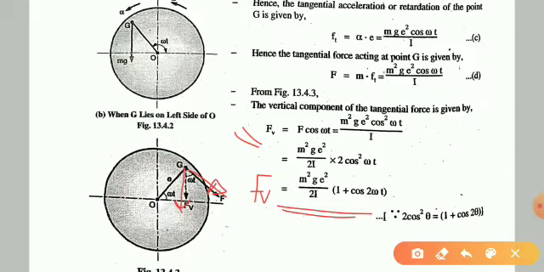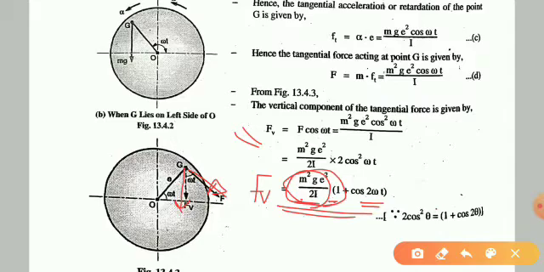This equation gives the force acting at point G in the vertically downward direction. The first part of the above equation is constant, since m, g, e, I we know, and causes small additional deflection of shaft.